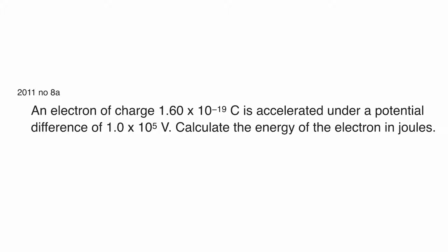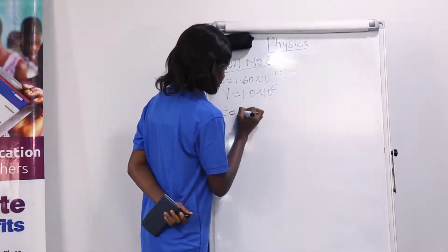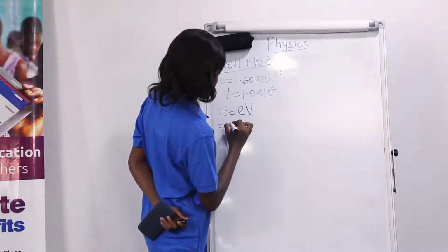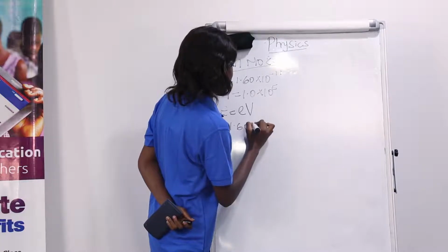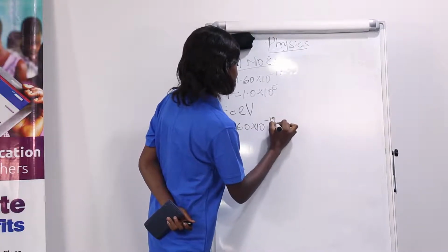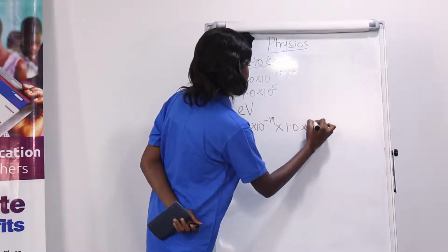An electron of charge 1.60 times 10 raised to the power minus 19 coulomb is accelerated under a potential difference of 1.0 times 10 raised to the power 5 volts. Calculate the energy of the electron in joules. To calculate the energy, we have E multiplied by V. And our E is given as 1.60 times 10 raised to the power minus 19 multiplied by our V, 1.0 times 10 raised to the power 5.